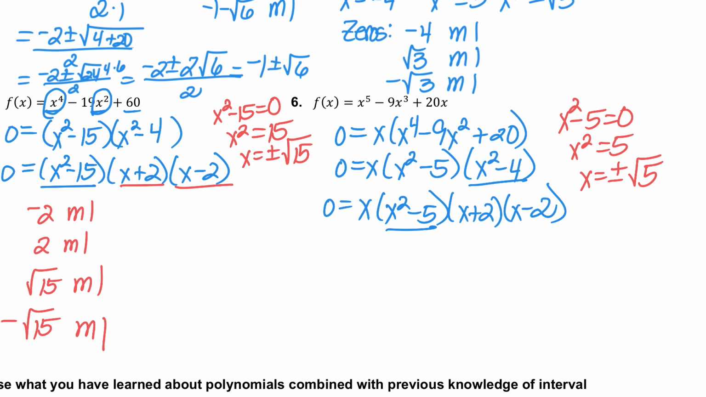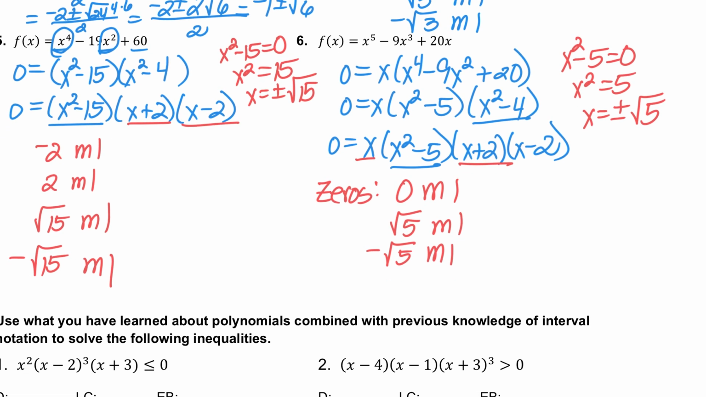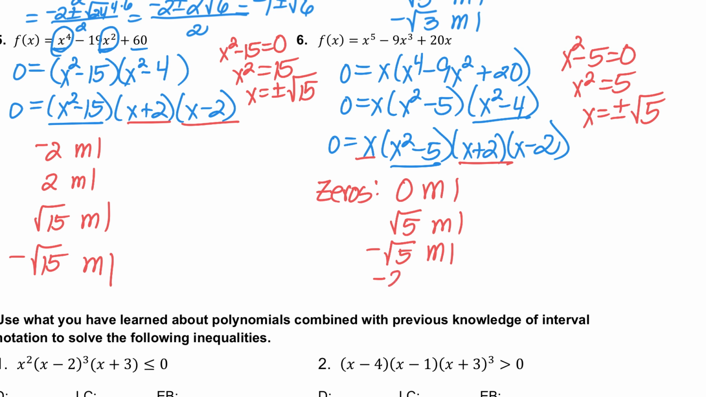Okay, my other zeros, though, I have one from the x, so that would be at 0 with multiplicity 1. Okay, the next one was the plus or minus 5, so I'm going to have square root of 5, multiplicity of 1, and negative square root of 5, multiplicity of 1. Then from the x plus 2, I'm going to get negative 2. And for the x minus 2, I'm going to get positive 2. And these both have multiplicity of 1.